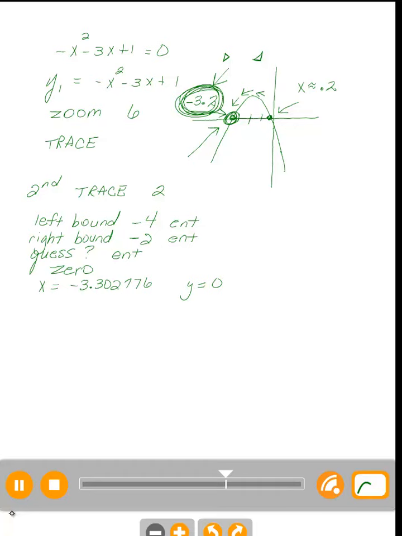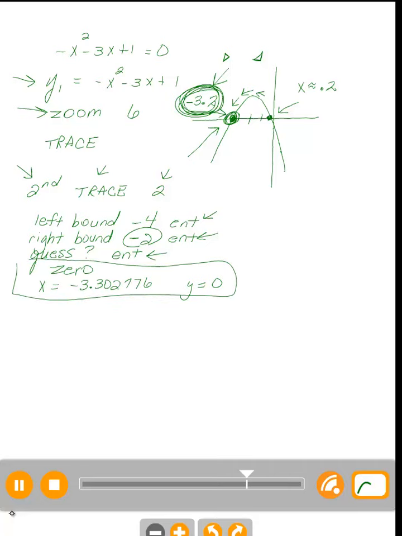Again, my steps were, I typed my equation into y1, I zoomed 6, and I looked for an approximate value by using trace, just a decimal answer, which helps me set my left and right bound. Then I did second trace 2. I entered negative 4 for the left bound and pressed enter. I entered negative 2 for the right bound and pressed enter, and then I just pressed enter one more time for the guess, and it displayed this answer.